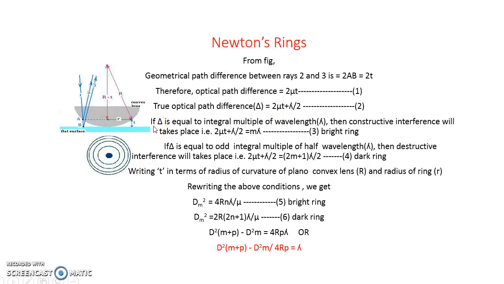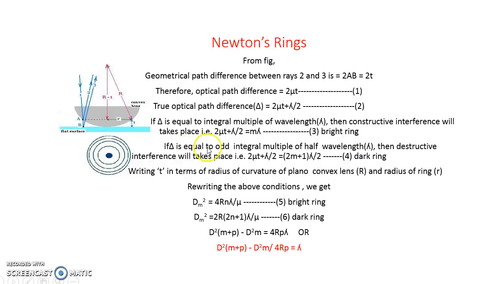If this path is equal to an integral multiple of the wavelength lambda, then constructive interference will take place. That is, if 2 mu t plus lambda by 2, this path difference, is equal to m lambda, where m is any integer, then constructive interference will take place. In this case, a bright ring will be observed.